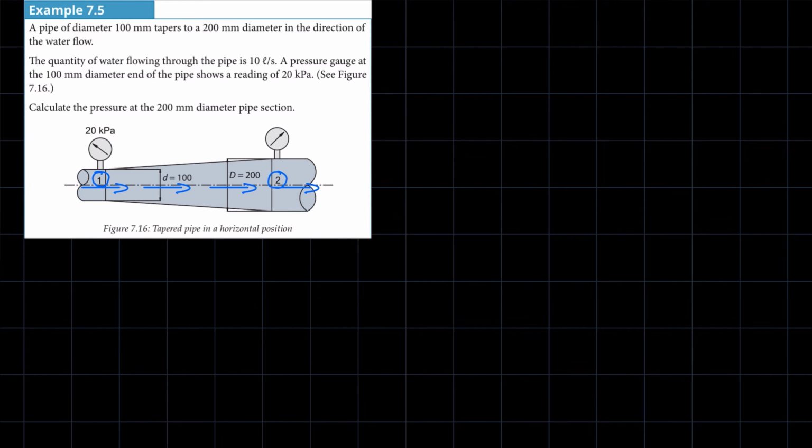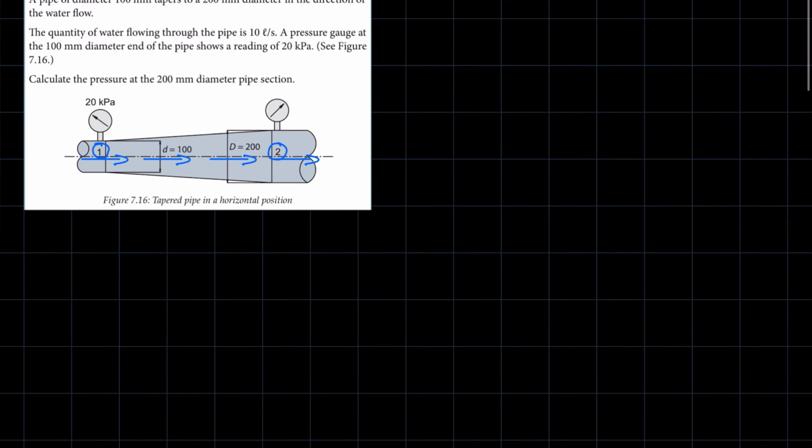Meaning that when the pipe diameter is smaller, the velocity of the water goes faster, and if the diameter of the pipe is bigger, the velocity of the water goes slower. So we expect the velocity of water to go faster at the smaller section of the pipe than it would on the bigger section. Meaning that we expect V1, since it's the smaller section, to be greater than V2. So whatever V1 and V2 are, V1 has to be greater than V2. We can use that to check our answers.